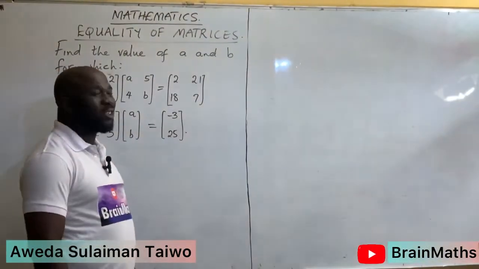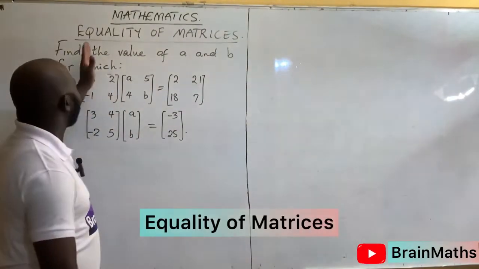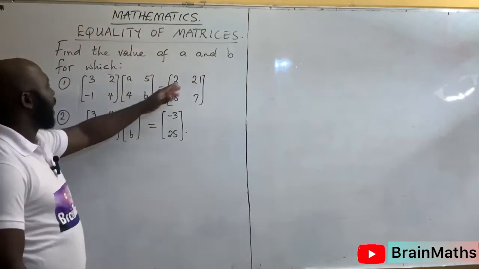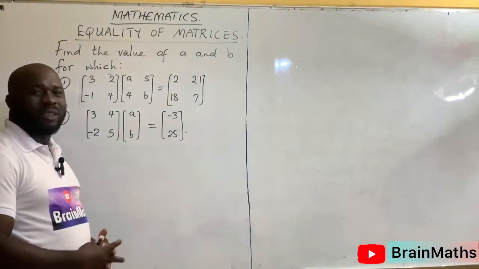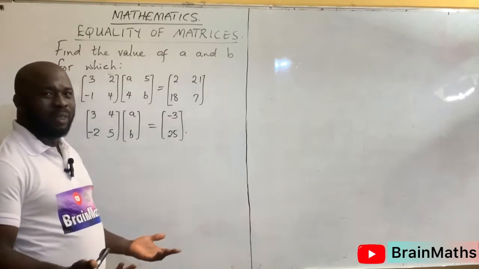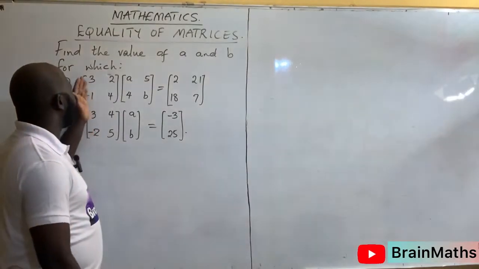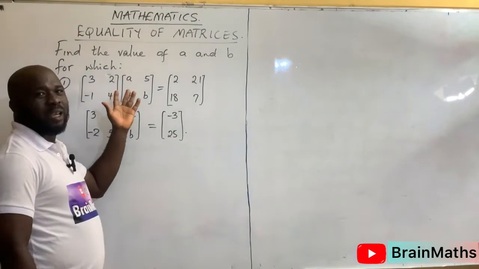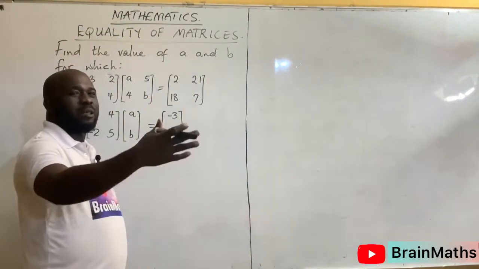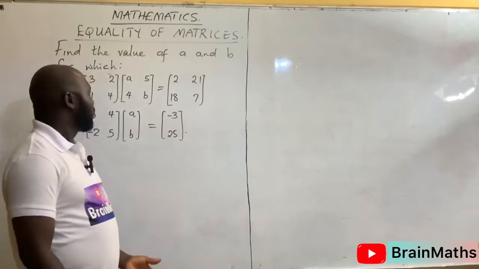On today's edition, we want to look at equality of matrices. Two matrices are said to be equal if their corresponding elements are the same. That is, the element in matrix A is equal to the elements in the matrix on the other side.